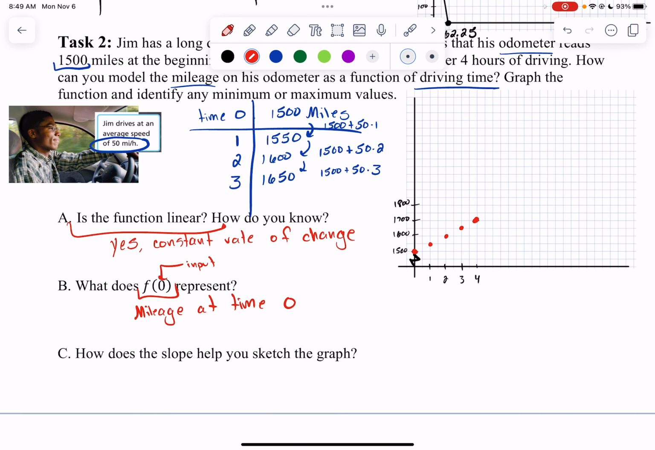My range is the set of outputs. Well, my smallest output is 1500, and your min and max are a good indicator of your range. My minimum is 1500, my maximum is 1700, which tells me my range has to be in between there. F of t is less than or equal to 1700. What do they represent in the context of this? The domain represents the time driving. The range represents the miles on the car. How many miles did Jim drive? Well, he went from 1500 to 1700, so he drove 200 miles.